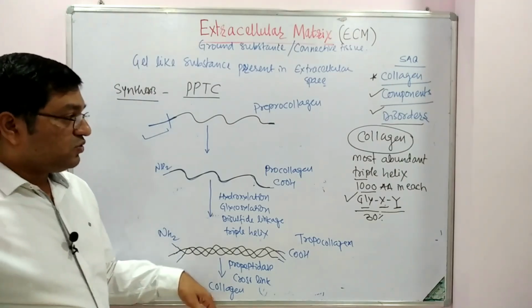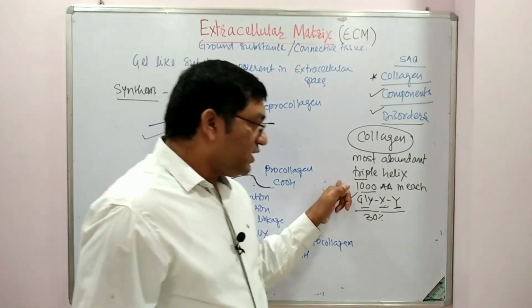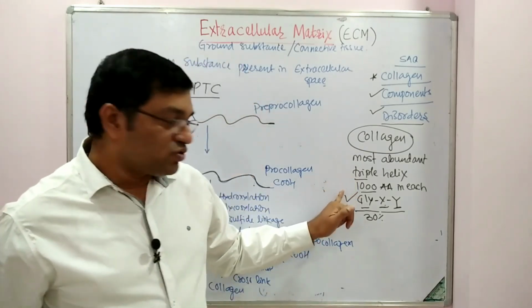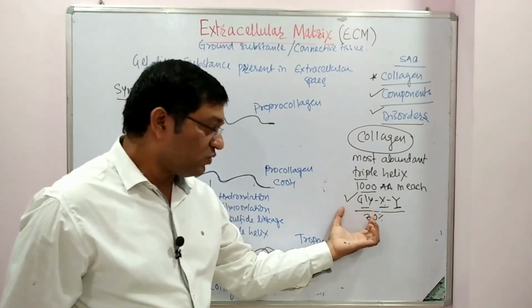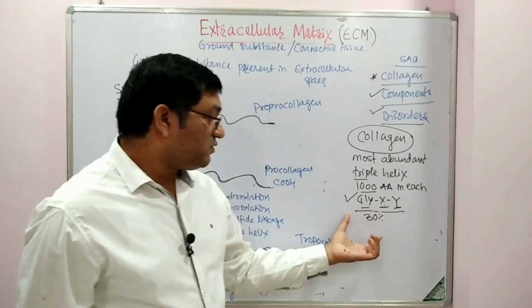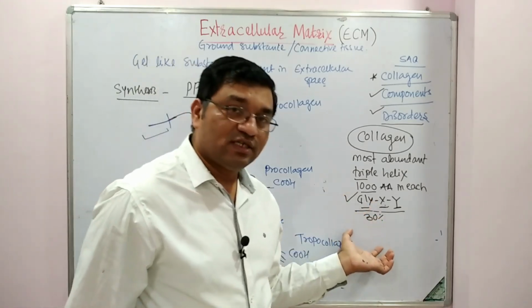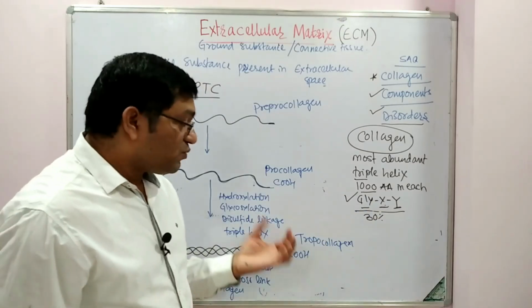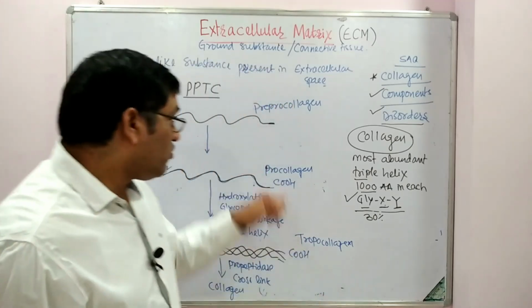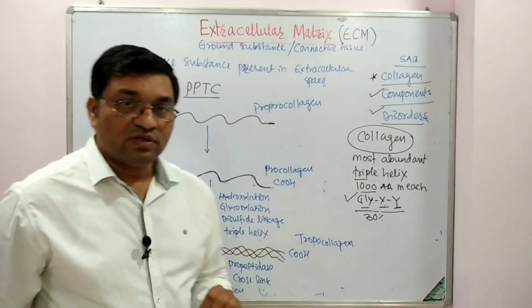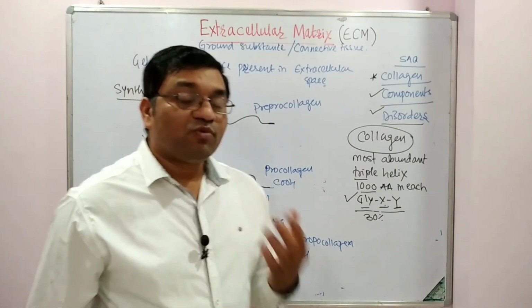So it is the most abundant triple helix, each polypeptide chain composed of 1000 amino acids. Mainly glycine contributes to collagen, 30% of weight is due to glycine. Other common amino acids are proline, hydroxyproline, lysine, and it forms through these steps. Now what is the importance of collagen?